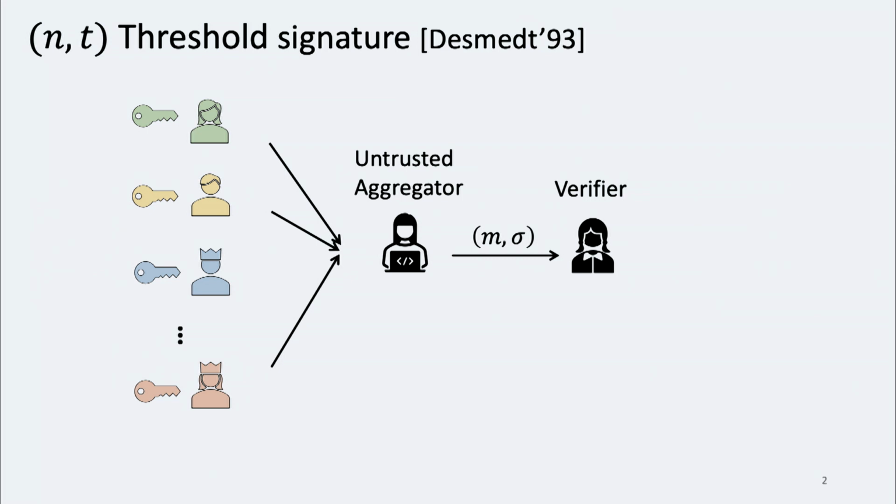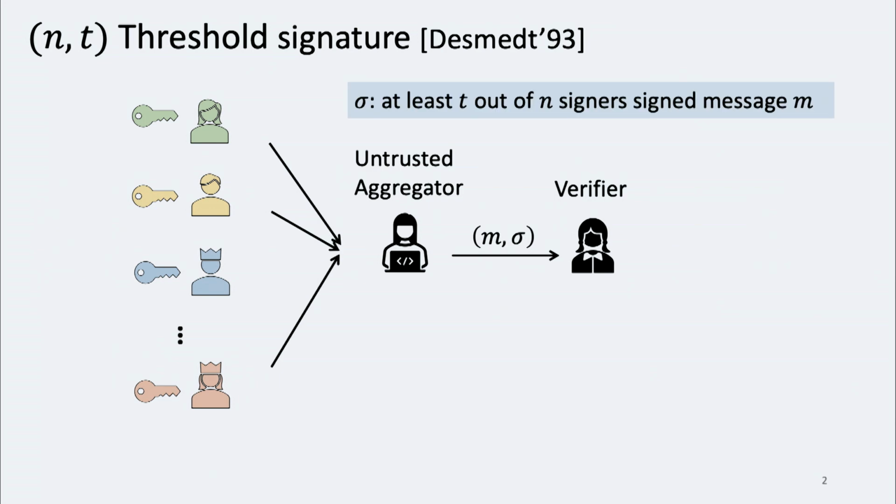And a valid threshold signature sigma has a constant size. It basically vouches that indeed many of the individual signers have signed. And we call it an N-T threshold signature if the signature proves that T out of the N signers have signed the message.